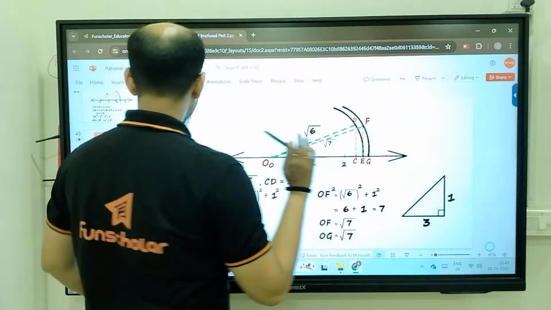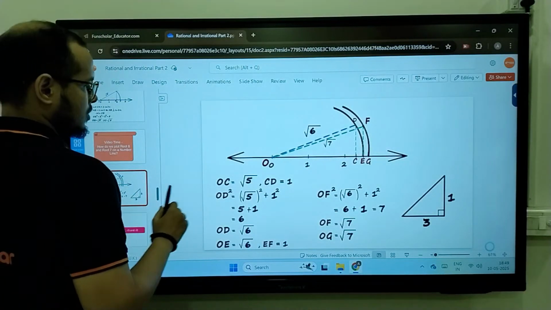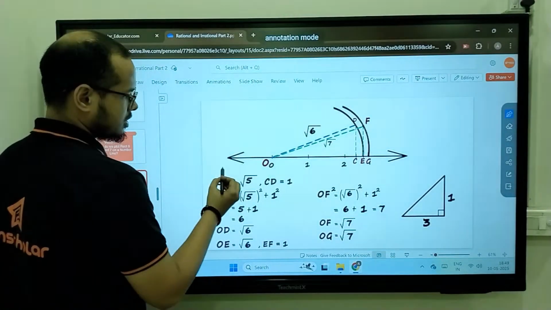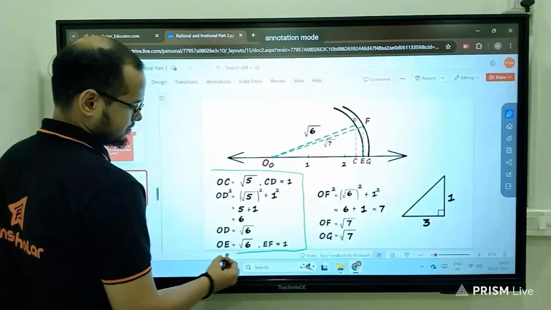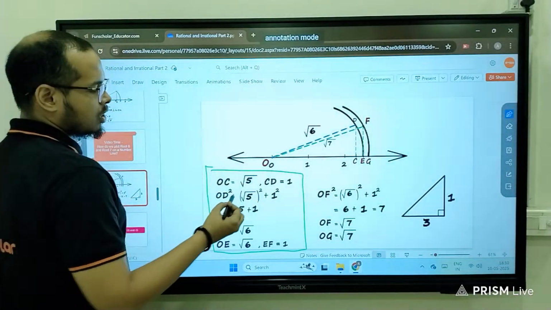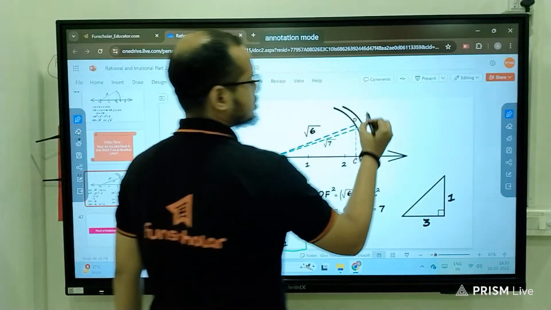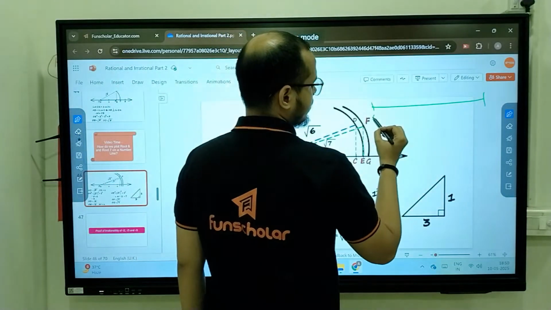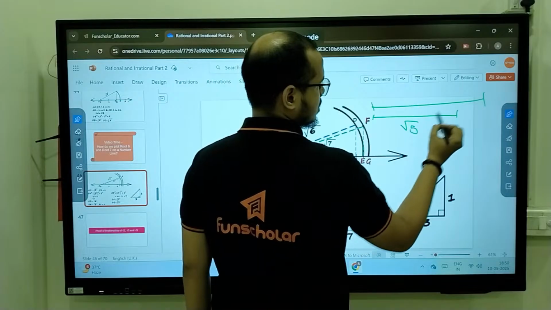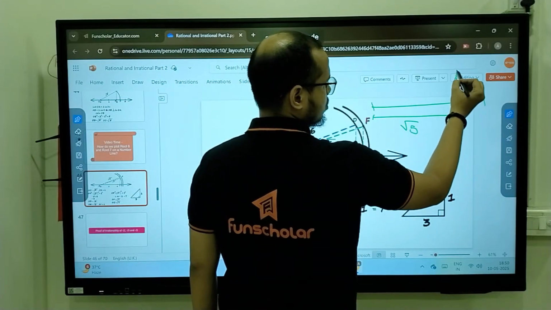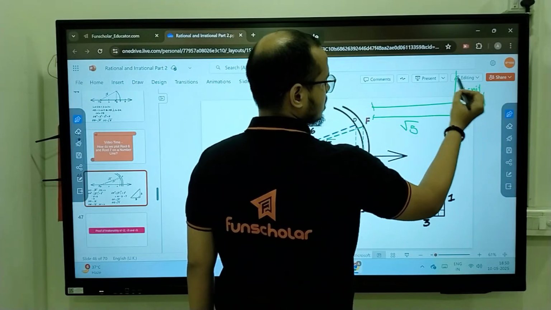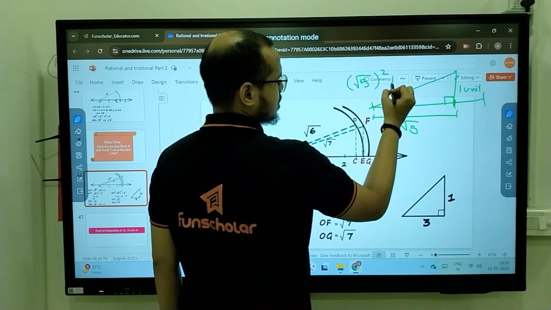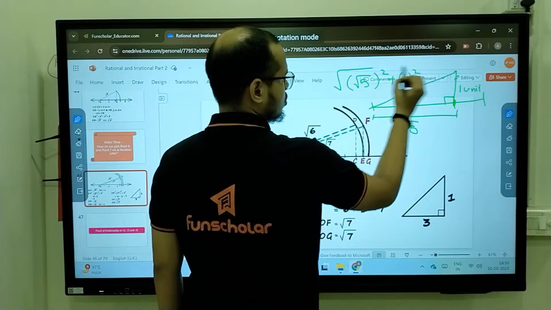First, let's start off with root 6. Give your attention to this first. We have already realized how to draw root 5 on a number line. So first, we'll draw a number line, and by the methods previously discussed, we find that this length is root 5. Same 1 unit line here, and the hypotenuse here. So the whole root of root 5 whole square plus 1 whole square.